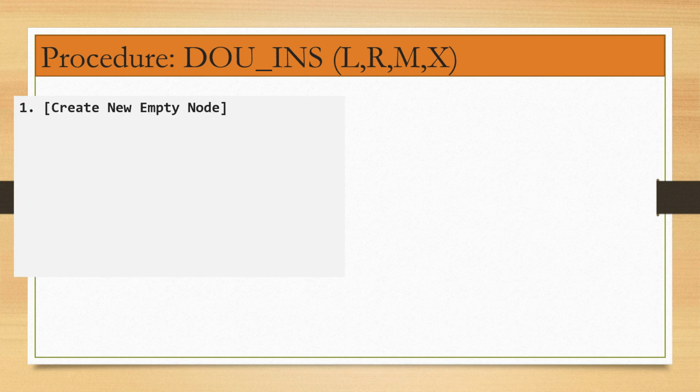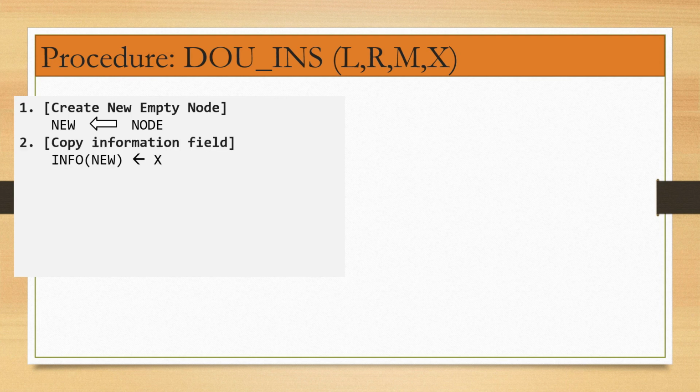Now the algorithm is: step 1, create a new empty node. For this, node is assigned to new, that means from node we create a new empty node. Step number 2, copy the information field. So X is assigned to info of new. Then the next step, number 3, is insert into an empty list.